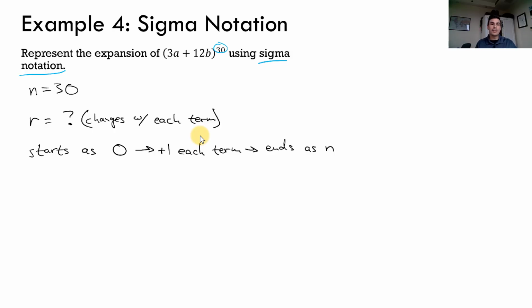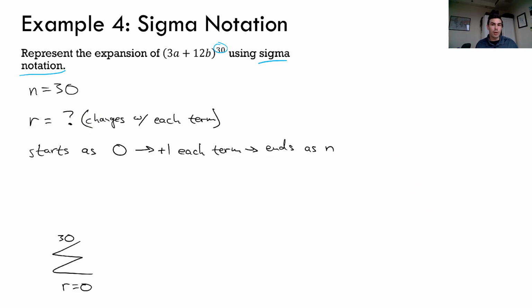So I can start to put this into sigma notation already just by this information. My r is going to start at 0 every time, and then it's going to end at whatever n is, which in this case is 30. So I get the sigma part of this sigma notation done right off the bat just by figuring out what n is and understanding what's actually happening with r.